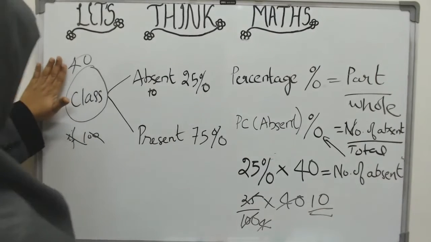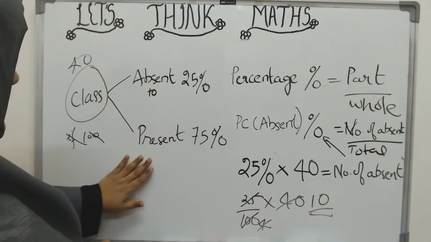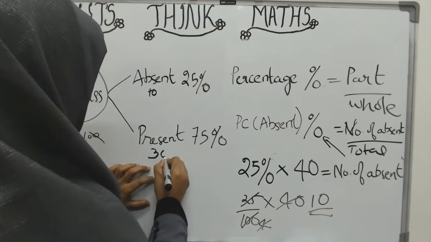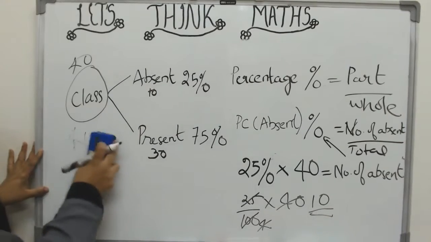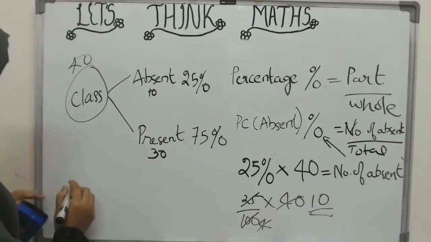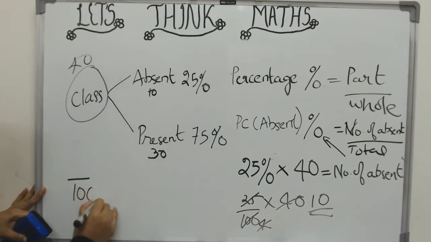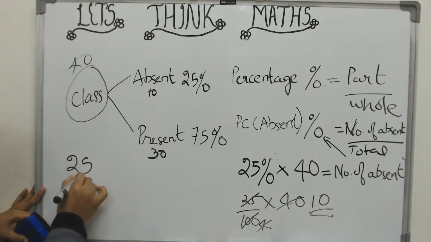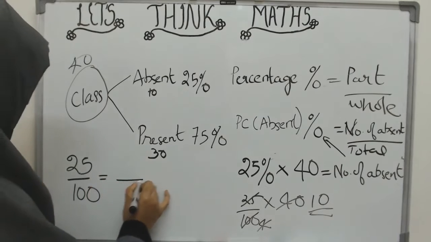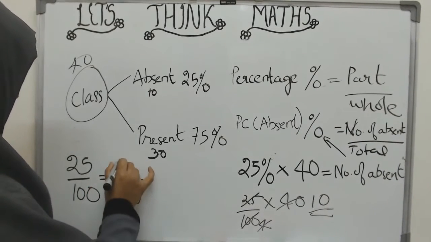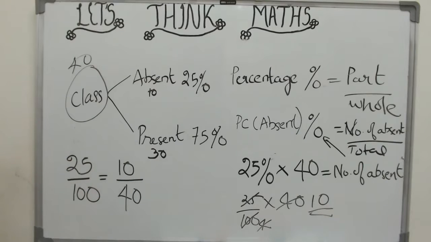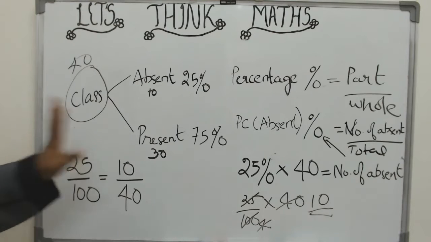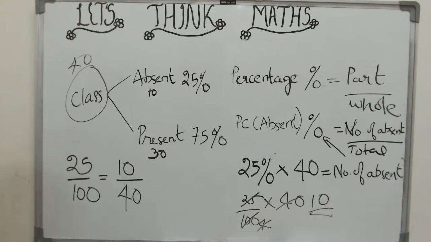So out of 40, if 10 are absent, then how many will be present? 30 will be present, right? So what does this actually mean? That means that if you are considering 100, then 25 are absent. But if the number is 40, 10 are absent. These two ratios are equal. Basically, that is what we are saying. 25 by 100 is the same as 10 by 40. That is what we are basically trying to tell here.